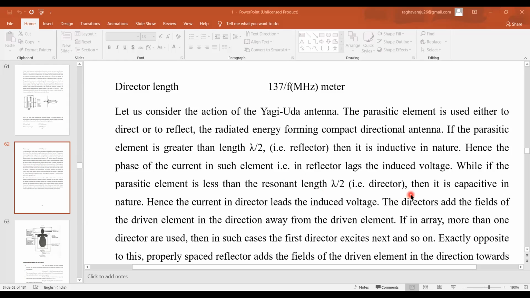So the current in the director leads the induced voltage. The director adds to the fields of the driven element in the direction away from the driven element.